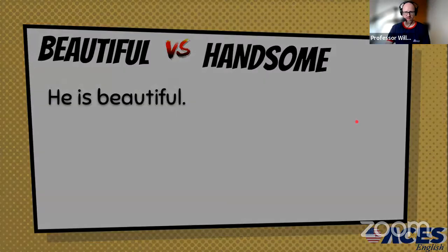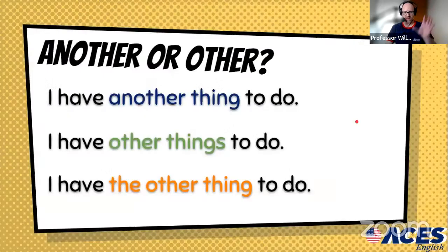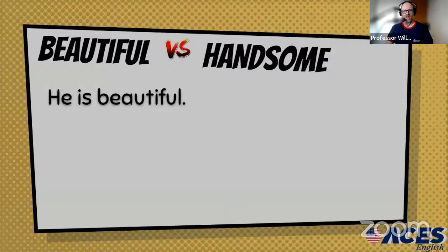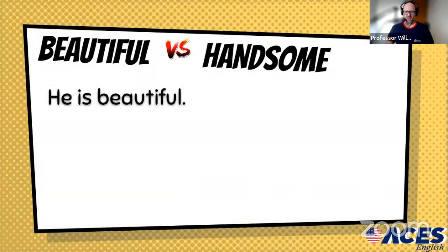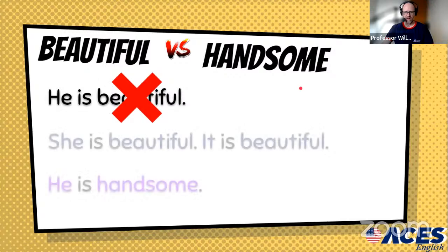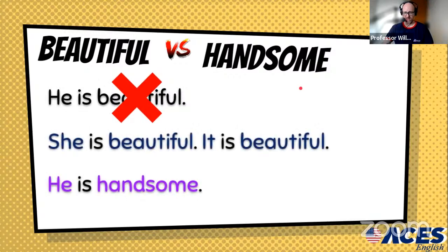Okay, so there we go. That is the key for another and other, and now you won't use it incorrectly. So happy day. All right, beautiful versus handsome. What do you guys think? He is beautiful. Yes? No? He is not beautiful. Why? Because he is handsome. She is beautiful. It is beautiful. He is handsome.